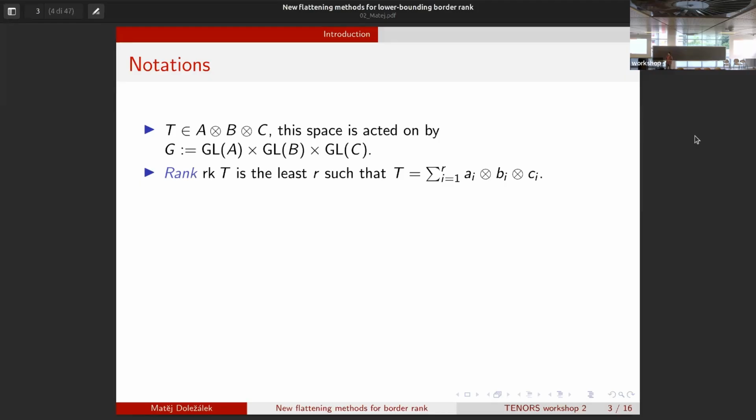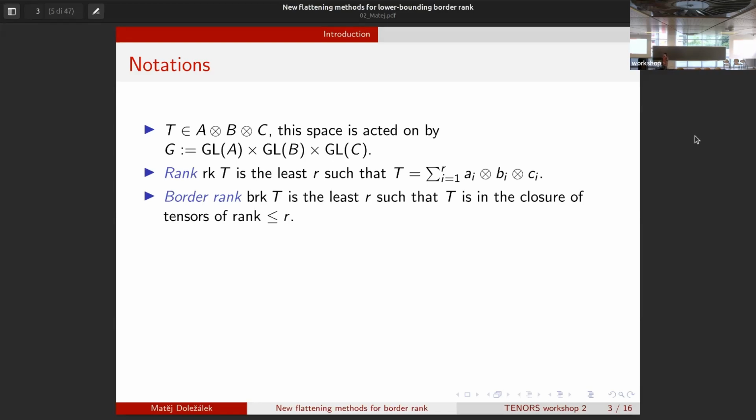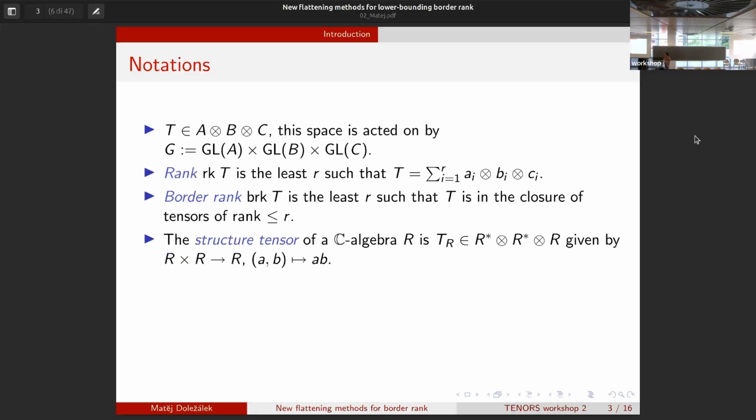Next, the rank is, of course, the least number of simple terms I need to express my tensor as a sum. Then the border rank is sort of, I add a limit to this definition. So it's the least number of terms I need to take a limit to get my tensor.